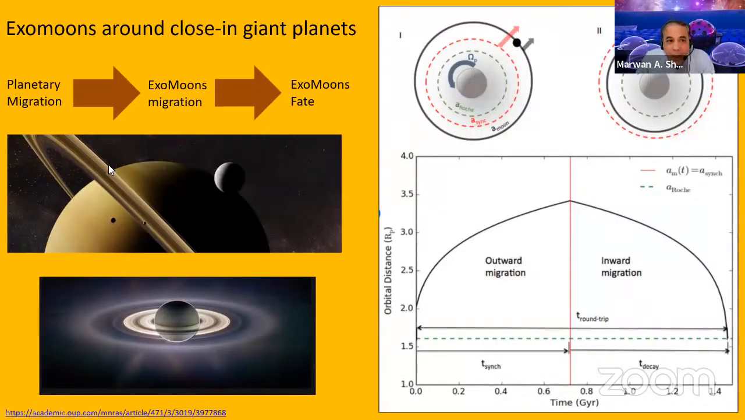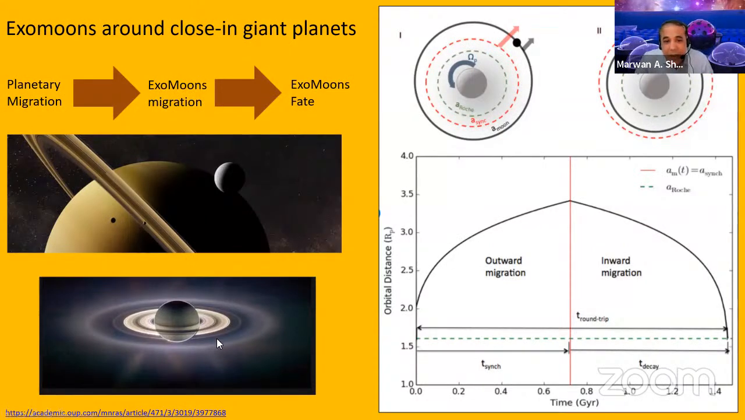Okay, now, planetary migration actually influences exomoon migration. Maybe Muhammad Dahani is the best to tell us about planetary migrations. Maybe also there's another topic you can add in the future. And that would lead to the exomoon's fate.